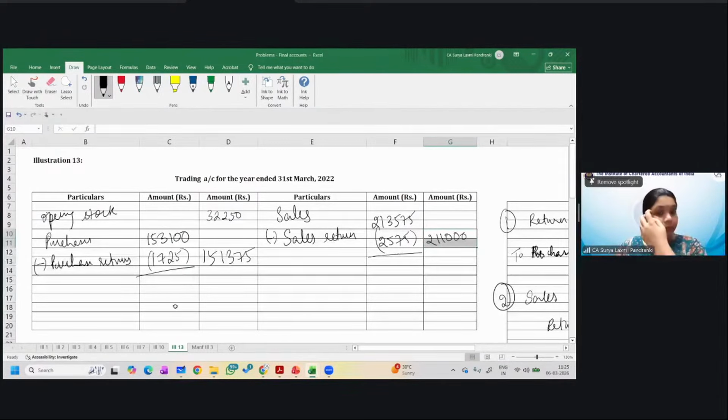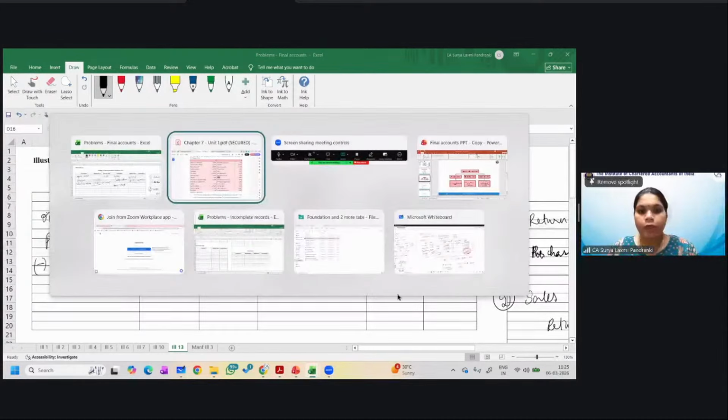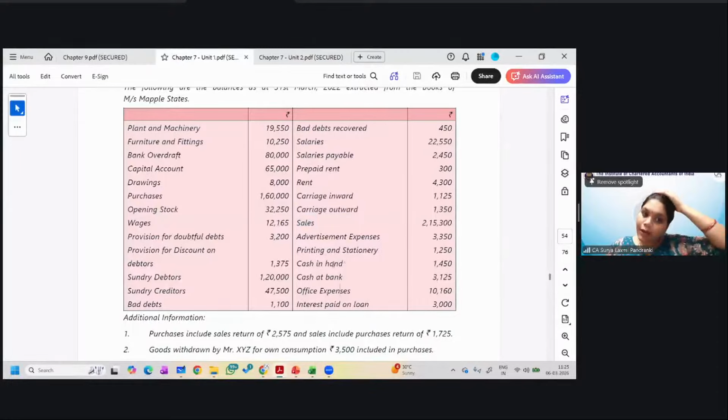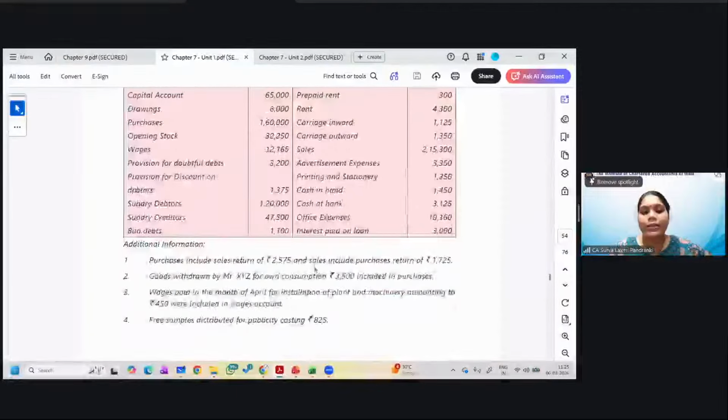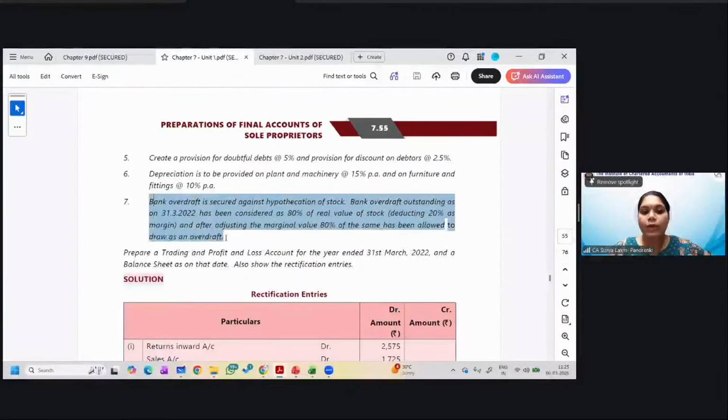Okay, done. So we have opening stock, purchases, purchase returns done, sales returns done. Now we will have to take closing stock. How much is the closing stock? For this, we will have to do a calculation. It is not given here. Only opening stock is given. Closing stock is not given in this table. For this, you will have to do a little calculation because they have mentioned about overdraft.